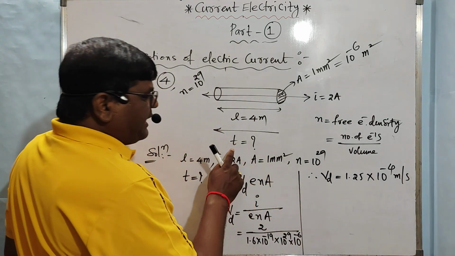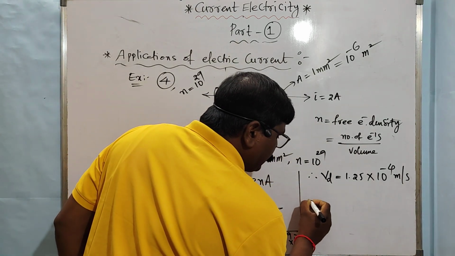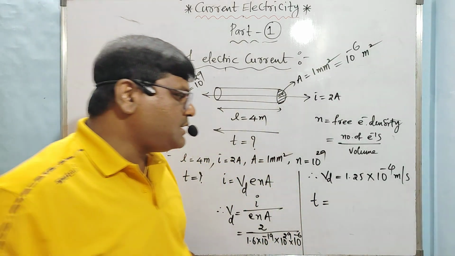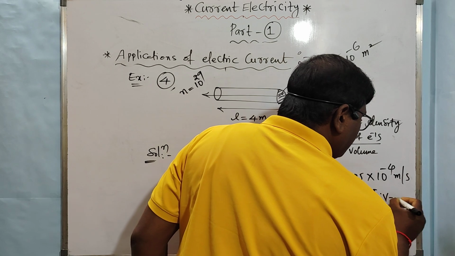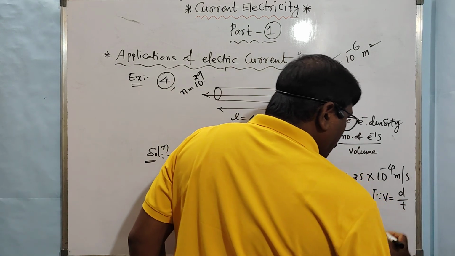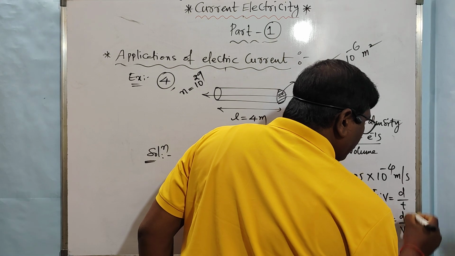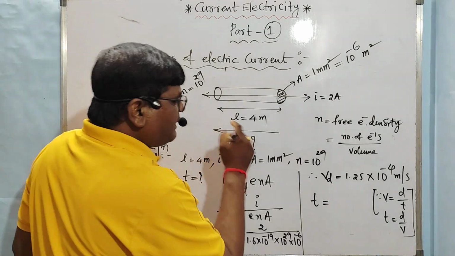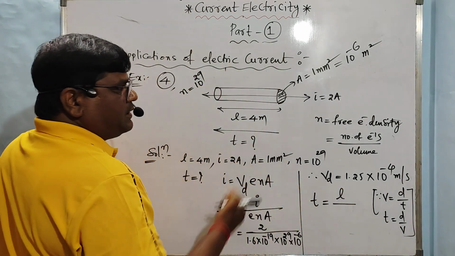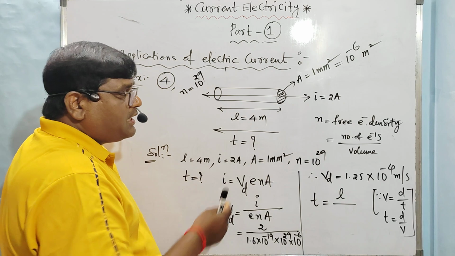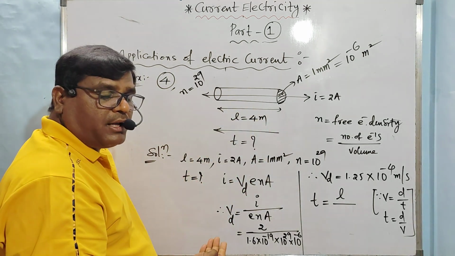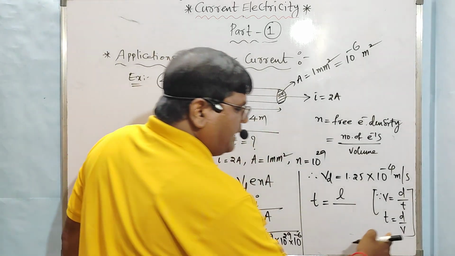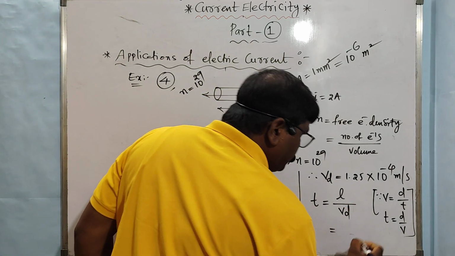Now what we have to find is the time only. To find the time, what is the formula? Velocity is equal to distance by time, so time is equal to distance by velocity. Time t is equal to distance, which here is the length L. The electron should cross from one end to the other, so the distance is the length of the conductor, the distance traveled by the electron to cross the conductor. And V is the drift velocity of that electron.